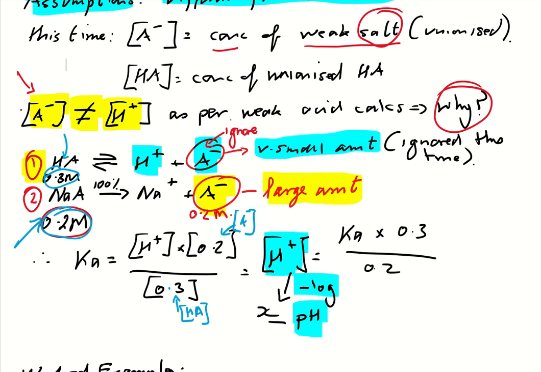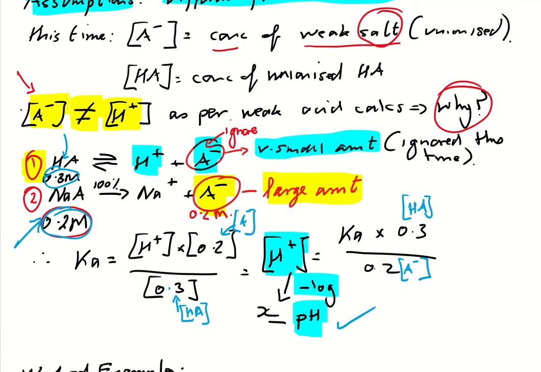Then we've got to rearrange this to make H plus the subject of our equation. Unlike with a weak acid, and this is where you've got to be careful, don't treat it as a weak acid calculation, it becomes Ka times the HA over the concentration of the A minus this time, which gives us our H plus, and then we take minus the log of H plus, and there we go, we'll get our answer of pH.